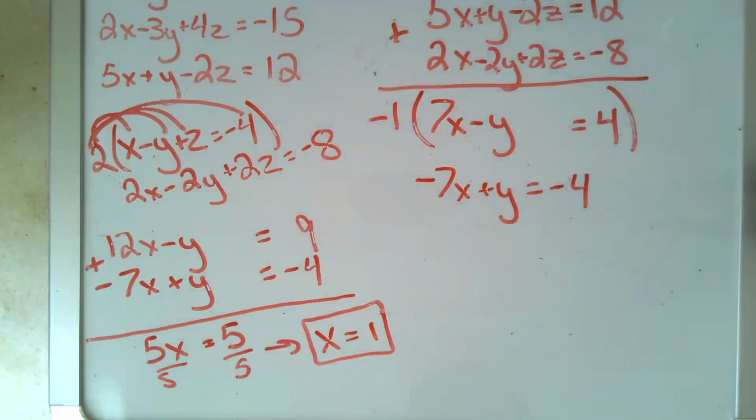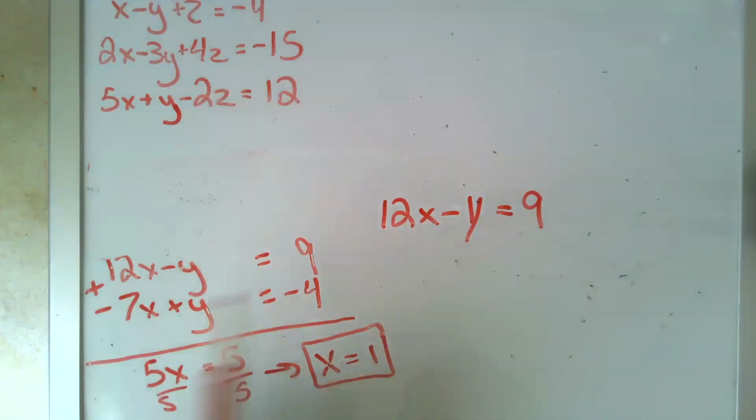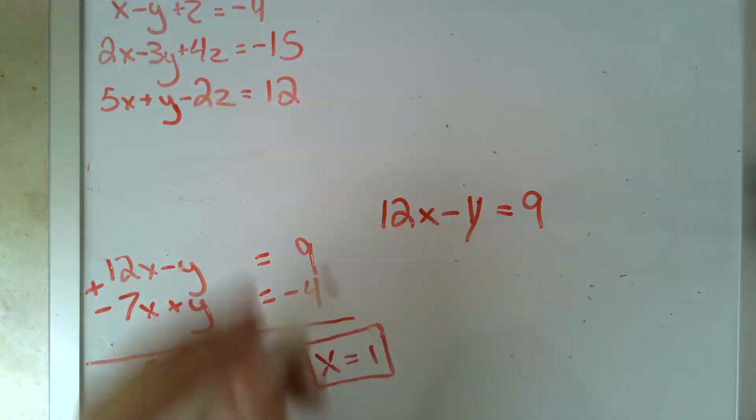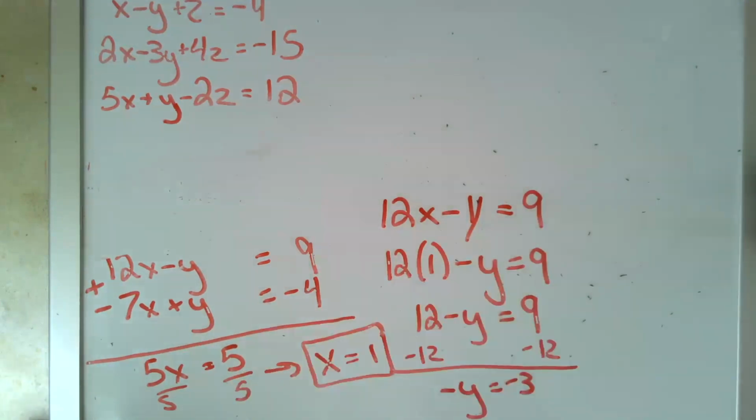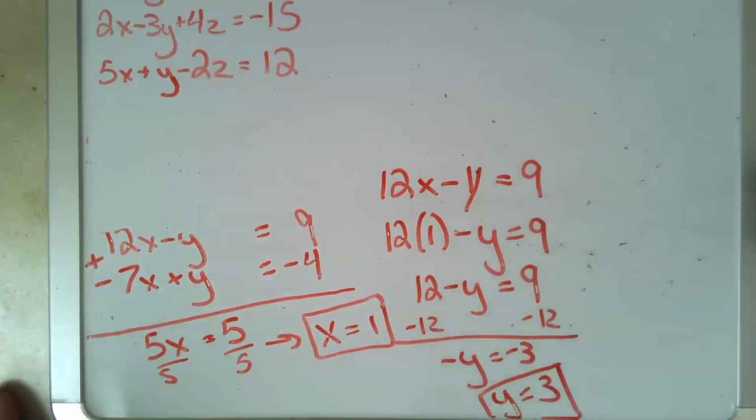All right, now I have two equations that just involve x and y, and I know what x is, so now I can find y. So I'm going to grab out my 12x minus y equals 9, and I'm going to substitute 1 for x. And then I'm going to go ahead and solve. So 12 minus y equals 9, subtract 12 from both sides. Negative y equals negative 3, multiply both sides by a negative 1, and I find that y equals 3.